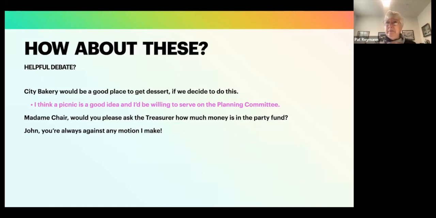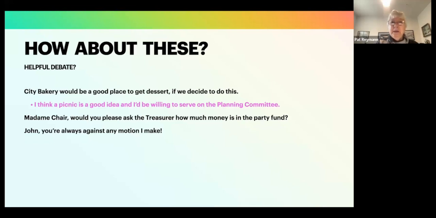How about this one? John, you're always against any motion I make. Okay, now that's exasperation speaking, and that's not helpful in this. It might be true that John's out to get you. Anything that you say, John's going to speak against, but it isn't a good idea to bring it out. What you can do, if you see this happening, is try to figure out what makes John tick.